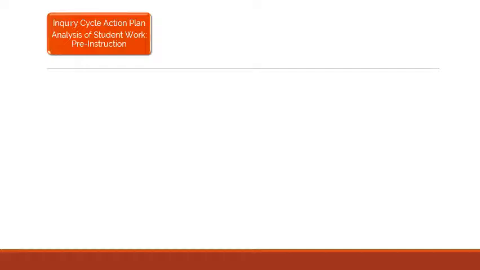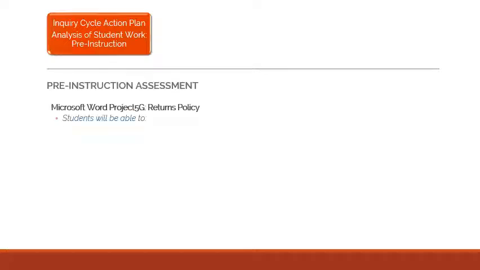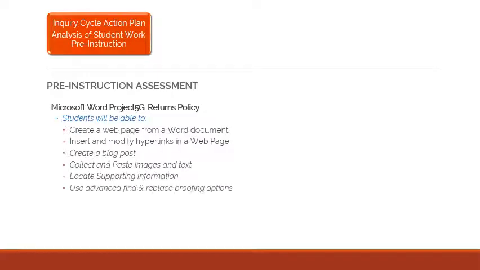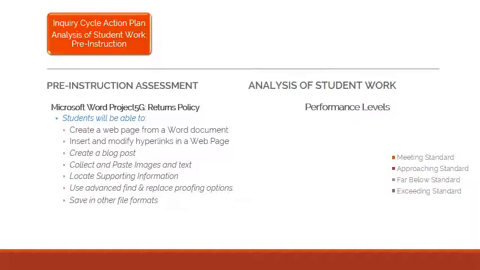For my pre-instruction assessment, I chose a comprehensive Word project where students had to create a web page from a document, create a blog post, and then save their work in different file formats. The results are shown here in the pie chart. Almost half of the class, 43%, met the related content standards, meaning they were able to complete at least 3 of the required docs with only few formatting or grammatical errors.